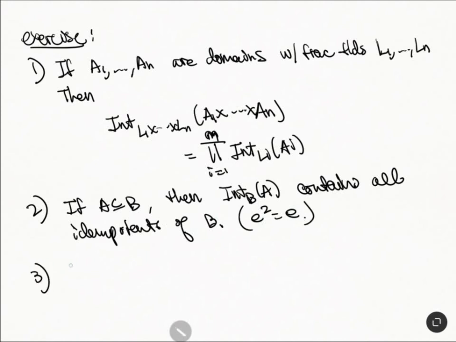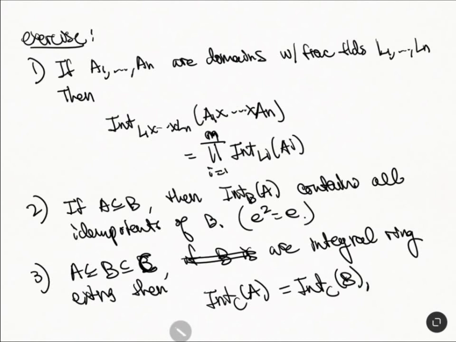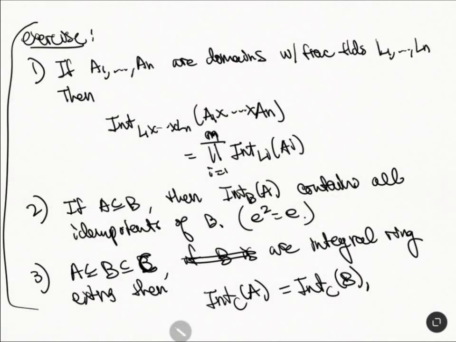And then the other thing is that if we have three rings, A, B, and C, and B is integral over A, let's say our integral ring extensions, then the following holds: the integral closure of A in C is the same thing as the integral closure of B in C. Okay, so what we're going to do for our tensor product example is take an integral closure, and then, okay, well, actually, so this is good.